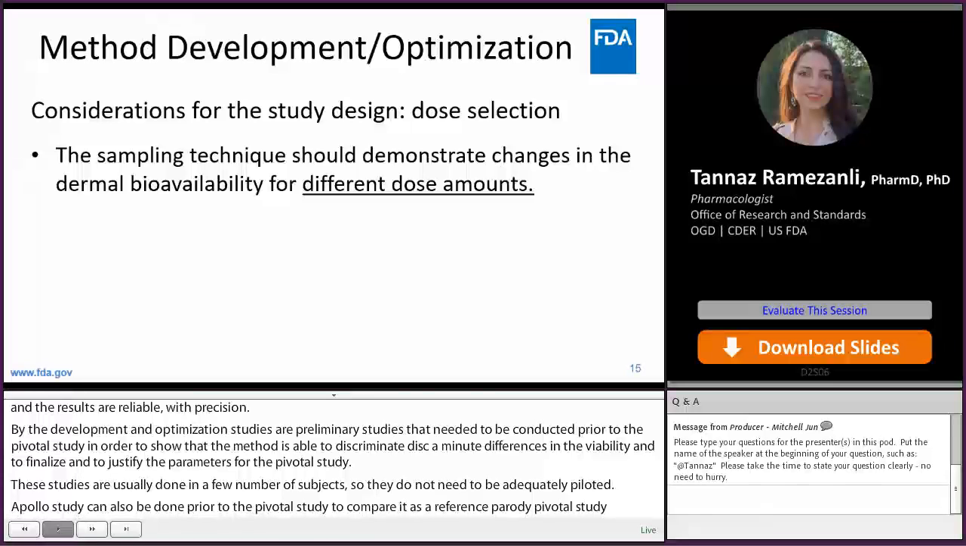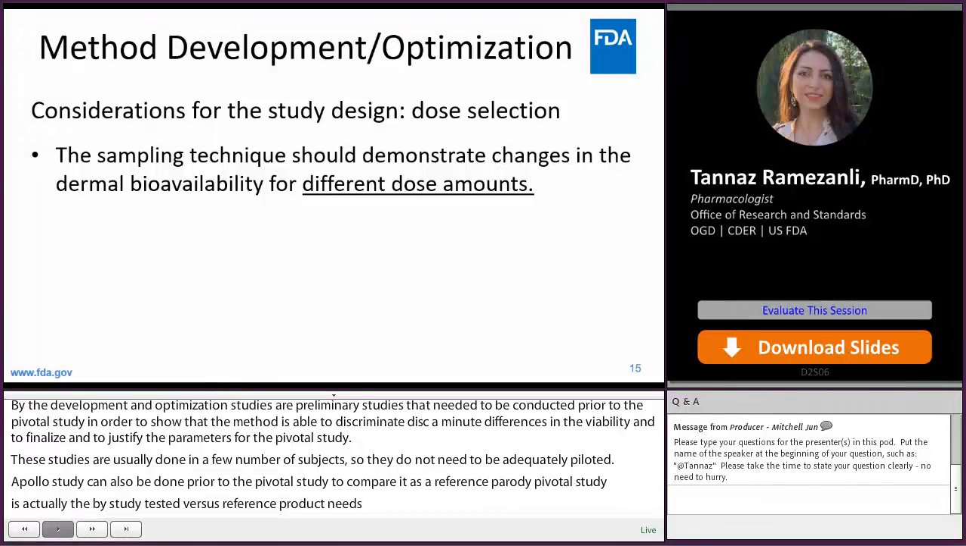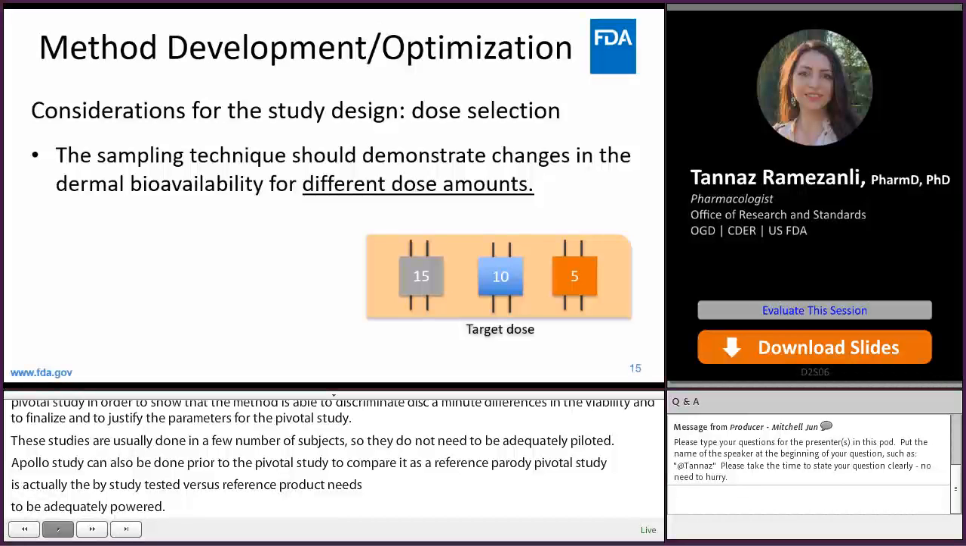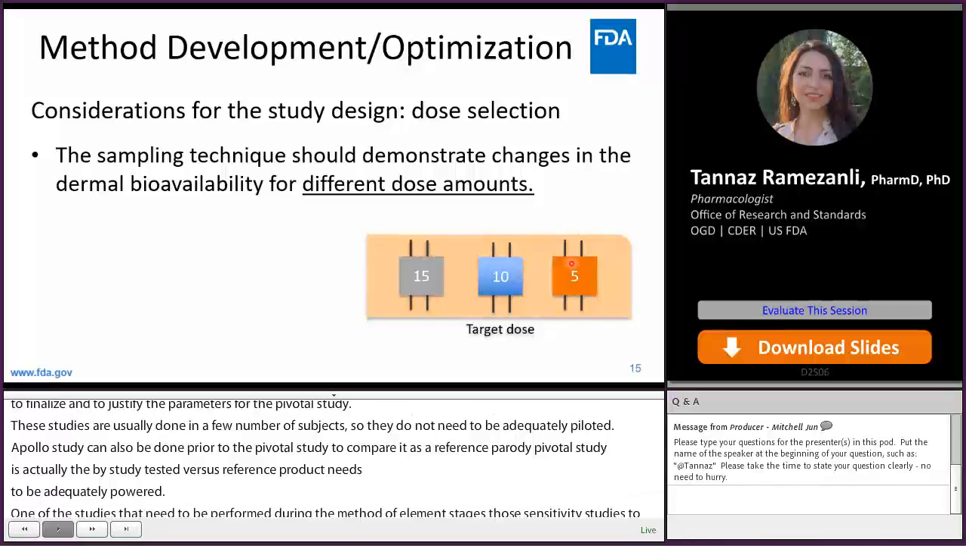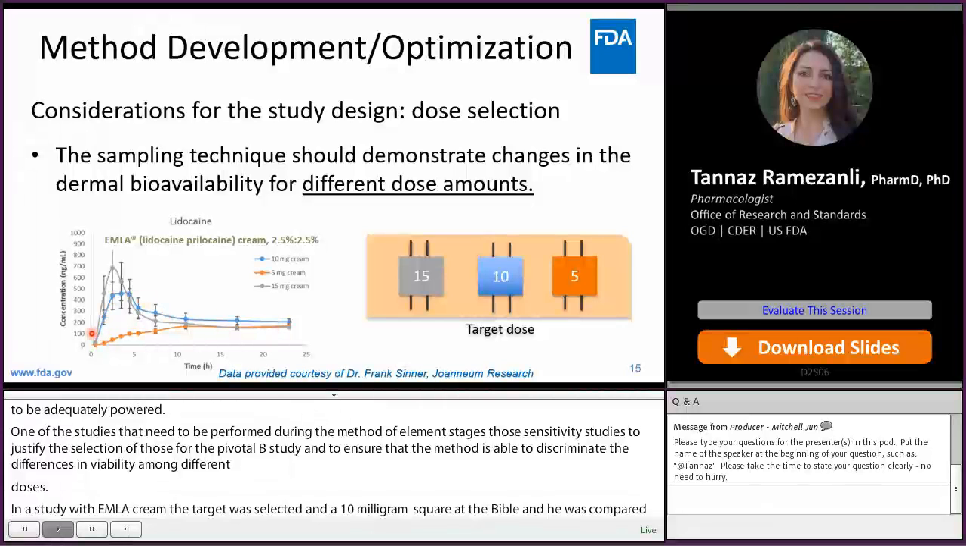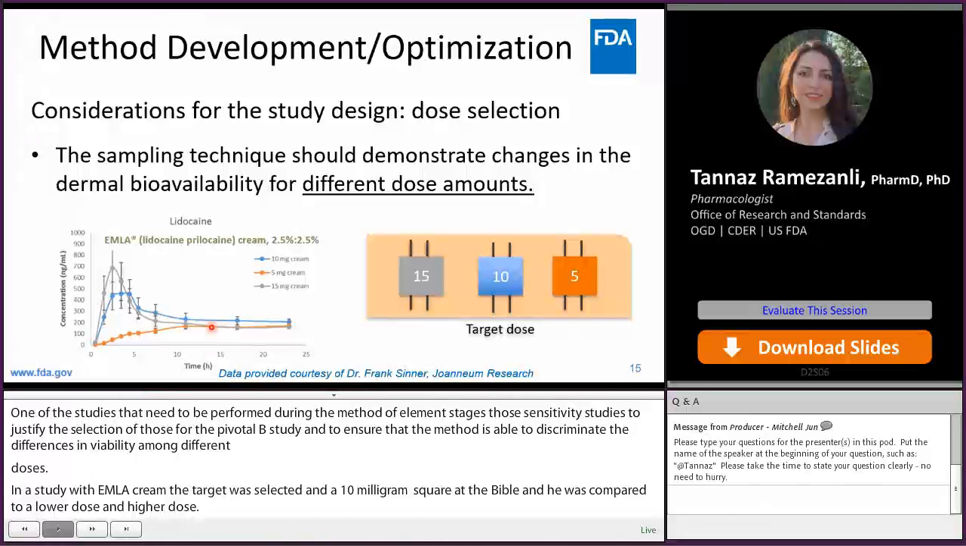One of the studies that needs to be performed during the method development stage is a dose sensitivity study to justify the selection of a dose for the pivotal BE study and to show that the method is able to discriminate differences in bioavailability among different doses. So in a study with EMLA cream, the target dose was selected at 10 milligram per centimeter square, and its bioavailability was compared to a lower dose and to a higher dose. So the DOFM method was able to differentiate the cutaneous PK profile of the 10 milligram per centimeter square dose from 15 and also from 5 milligram dose.